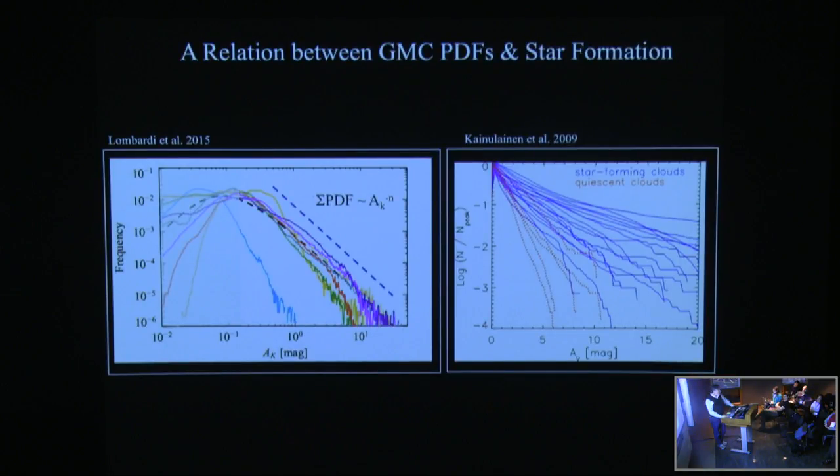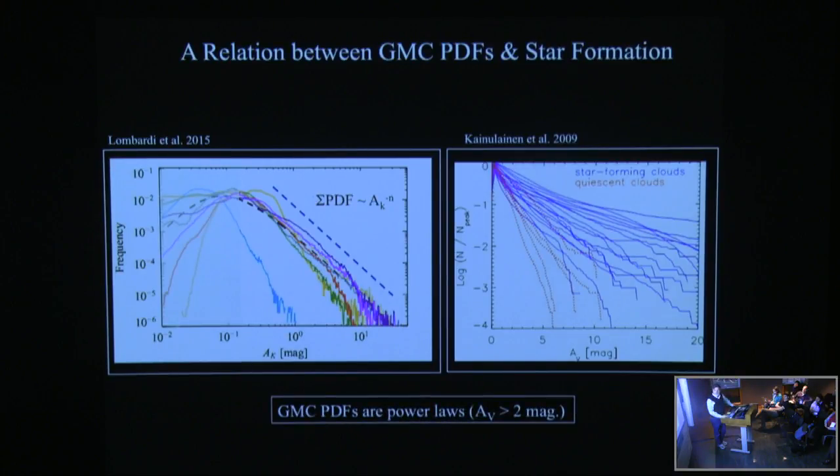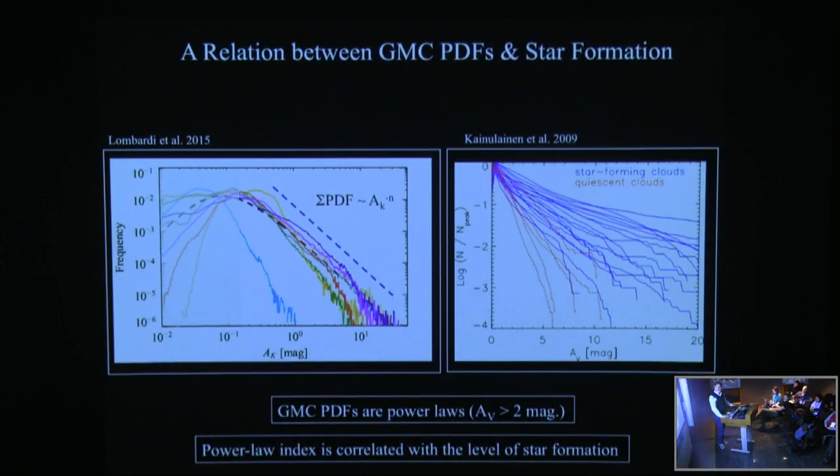And what we learned is that for molecular clouds, the PDFs are power laws. Not log normals as far as we can tell, but power laws above the molecular formation limit of about 2 magnitudes. Moreover, what we've learned is that the power law index does vary, and although you don't see it so well in this diagram, it's very clear here in Uni Kainulainen's study of profiles in local clouds, that star-forming clouds have flatter PDFs, i.e. more material at high column density than non-star-forming clouds.